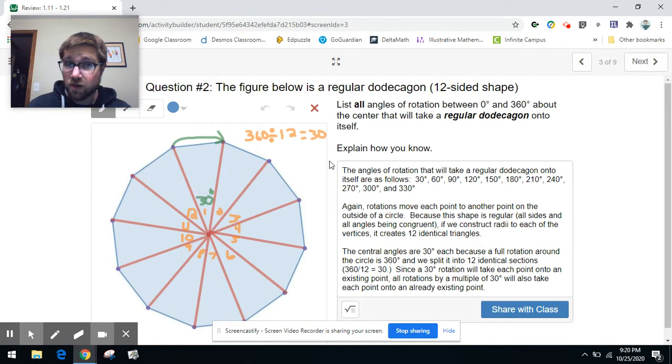What else do I know? If 30 degrees works, then 60 degrees would also work because that would just be moving 2 spaces around this figure as drawn right now, or 90 degrees would be moving 3 sections around. So that's what I know about this.